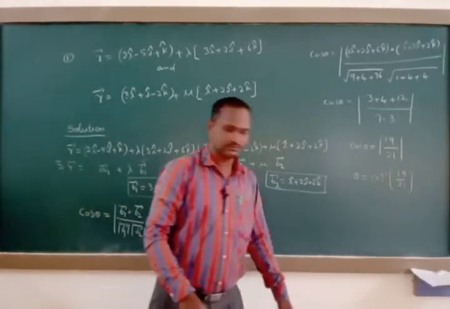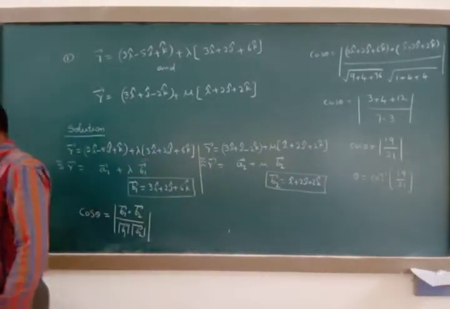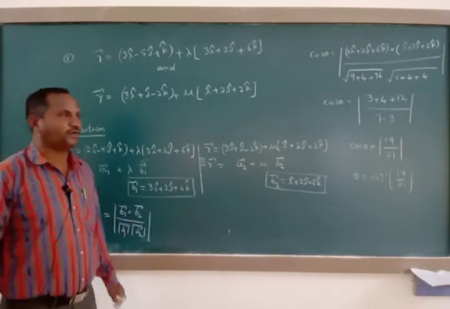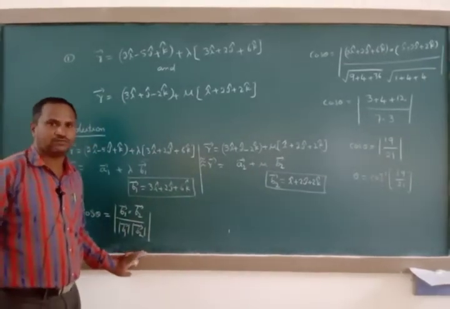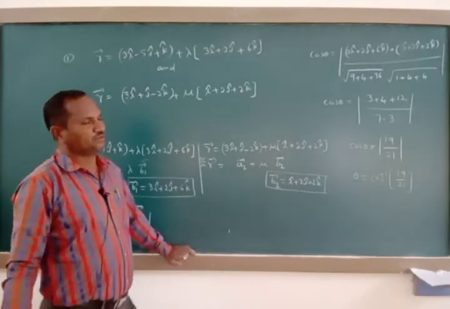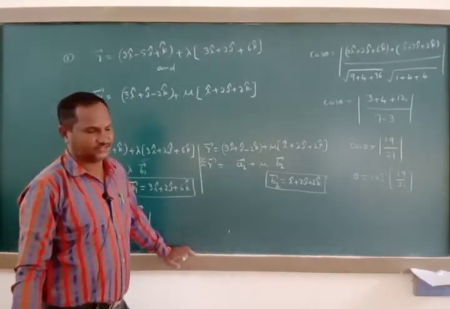Next question is, if the lines are given in Cartesian form, how to find the cosine of the angle between the two lines.